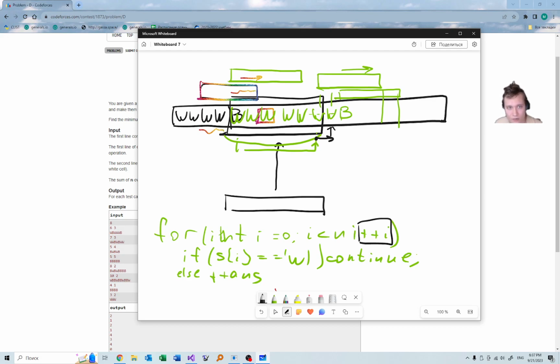So how to move from the beginning of this block to the finish of this block? The block is of length k. If you add k, you just move to this position. So you need to add k minus 1 to get to this position. So ++ans and i += k - 1. And this will be the solution if you return the ans in the end.